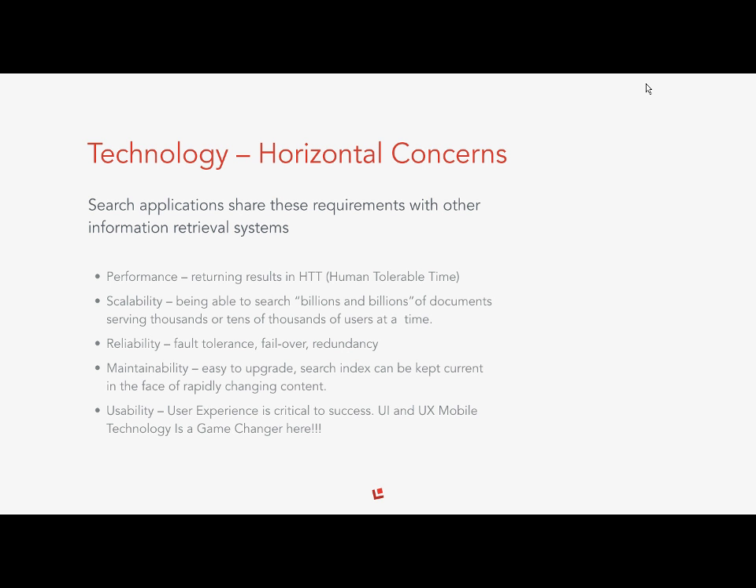So a lot has been said about technology issues involved in search, as this slideshow talks about, many of which search shares with other information retrieval systems like databases, either NoSQL or the traditional RDBMS systems, and content management systems. And many of these technological problems boil down to getting things done in what I call HTT, or human tolerable time. People have short attention spans, that is. So these are horizontal because they are not unique to search applications.